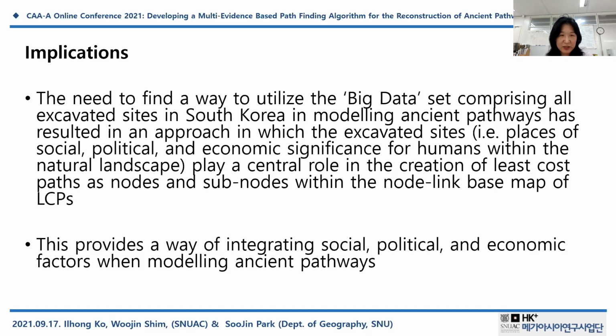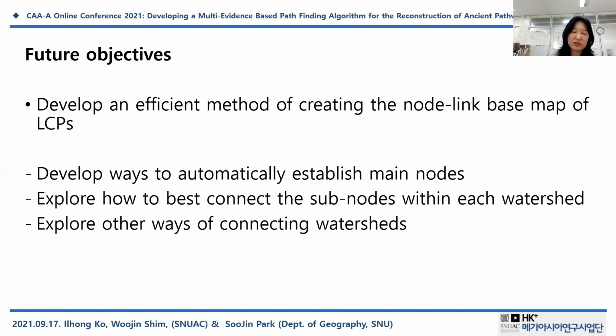Now, as I mentioned, this research is still in its very early stages, and there are things that we have to do in the future. One thing, obviously, is to develop a more efficient way of creating the node-linked base map for the least cost paths. So what we're trying to do is maybe develop ways to automatically establish what the main nodes are, because right now, I've been the one who, as an archaeologist, has been going into the QGIS platform and selecting what the main nodes are. And that has been very, very inefficient.